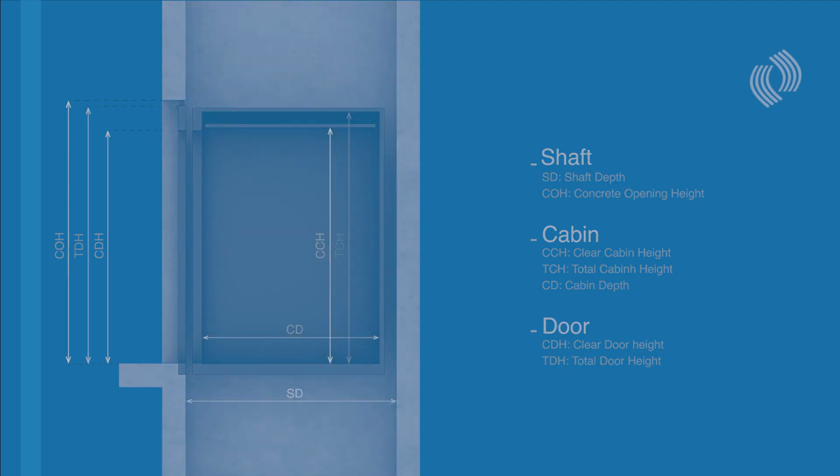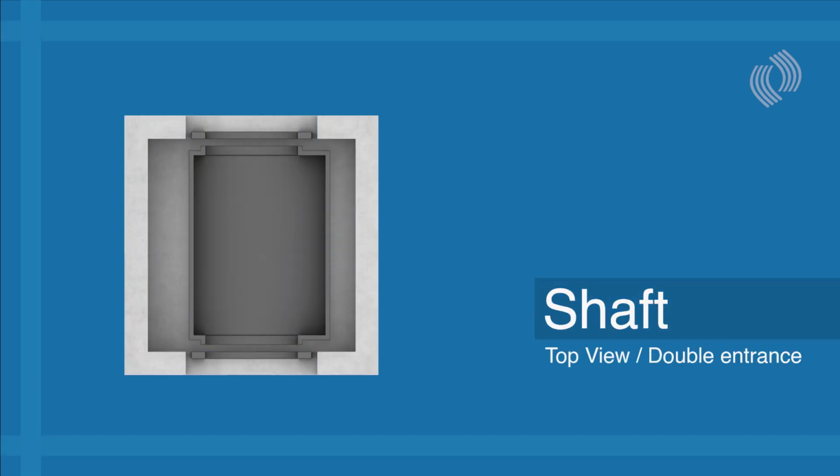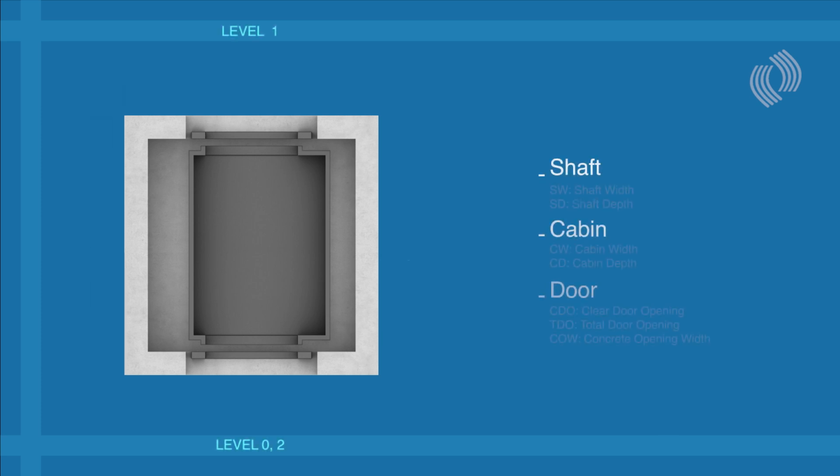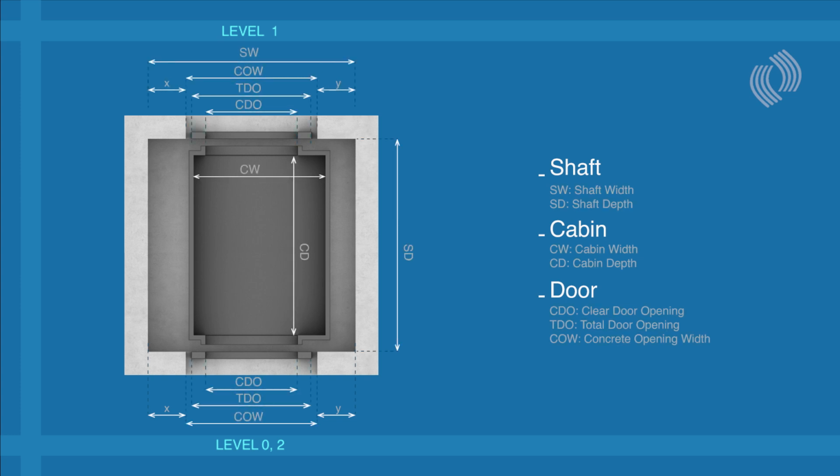But what happens when there are two entrances? Here's the shaft plan with two entrances. As you see, we have entrances on the front and on the rear side of the shaft. Do you see how the plan changes? We use the same dimensions here as we did on the one entrance plan too. Take some time and observe them to see how the plan is modified.